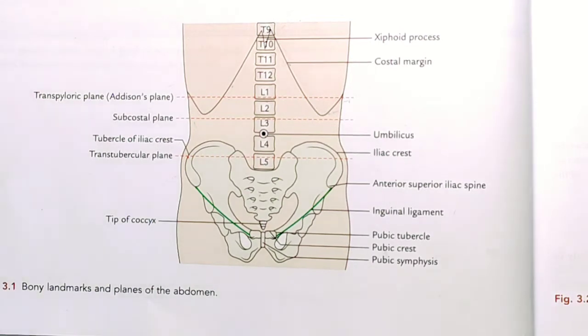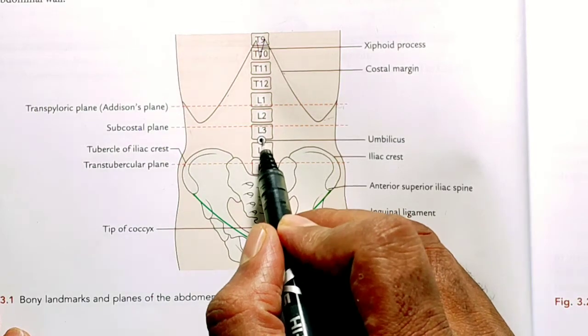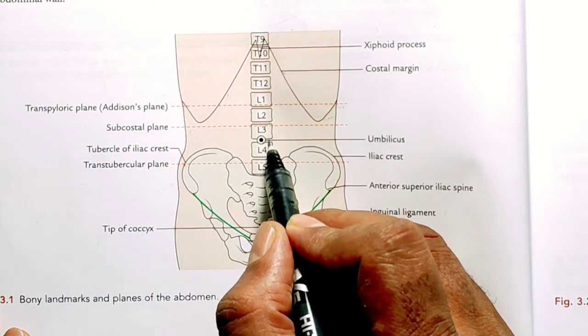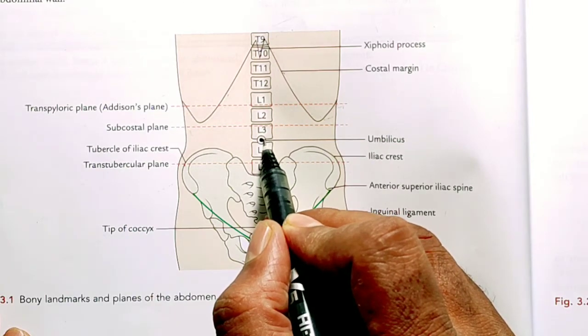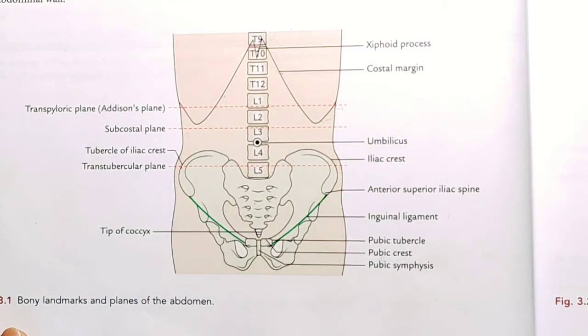The position of this umbilicus is a little bit different in adults, in newborns and in old age. First we'll see the position of the umbilicus in adults. You can see in this diagram the position of the umbilicus in an adult. It is present at the intervertebral disc between L3 and L4. But it is not in the same position in newborns and in old age.